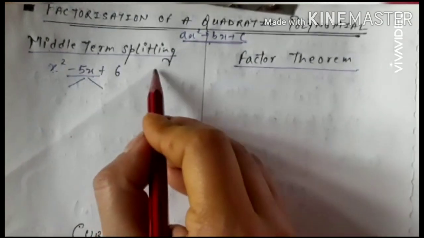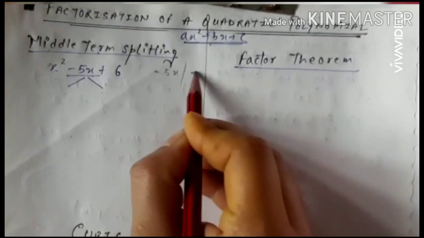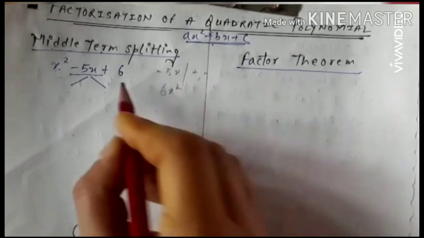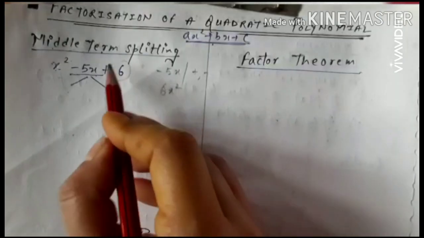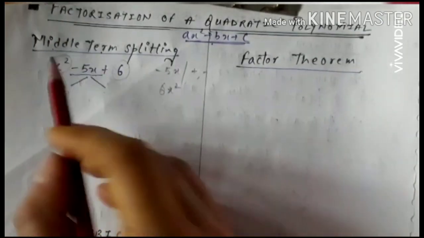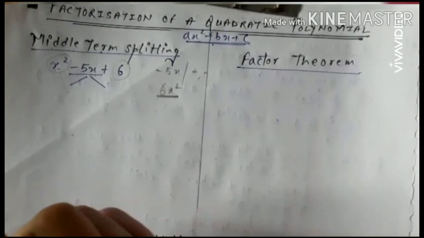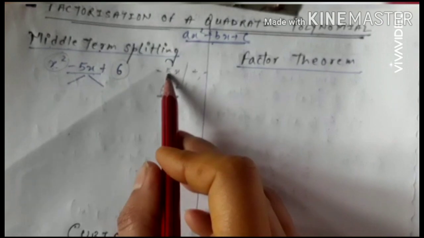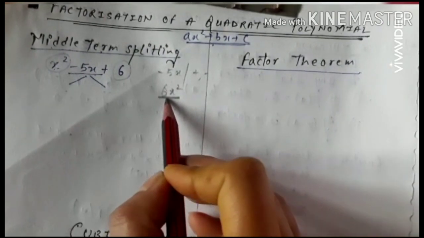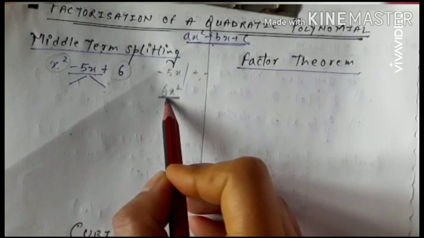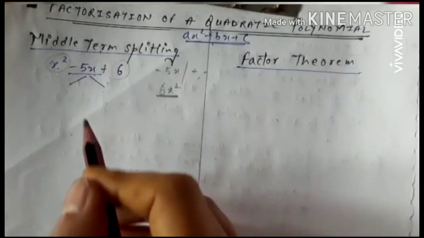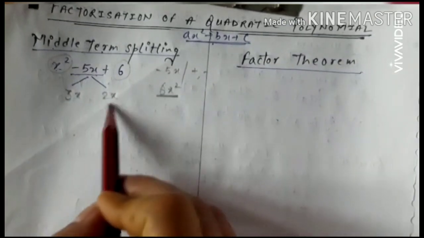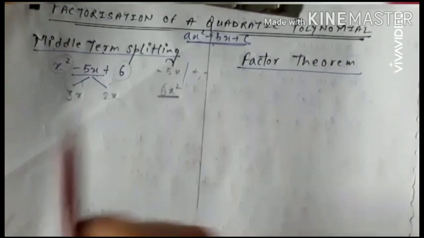On adding or subtracting we have to get minus 5, and on multiplication we have to get 6x square, that means the multiplication of the first and last term, that is 6x square. So tell me any two numbers whose sum or difference gives 5x and whose product gives 6x square. It's 3 twos are 6, that means 3x and 2x. It is correct. On multiplying we get 3 twos are 6 x square.